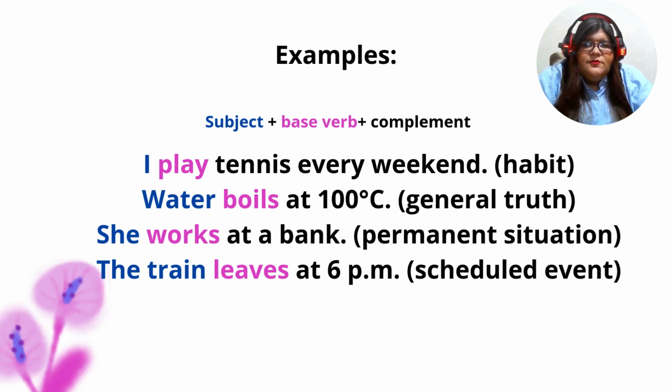Then we have she works at a bank. This is a permanent situation. This is an action that she keeps doing. The train leaves at 6 p.m. This is a scheduled event. So pay attention to the difference between them.